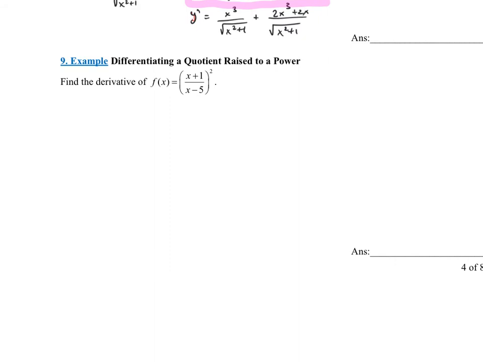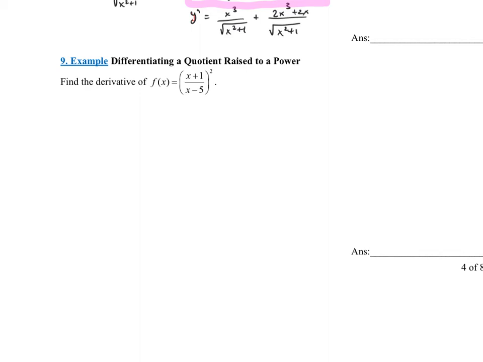Moving on to example 9, it says differentiating a quotient raised to a power. Find the derivative of f of x equals (x plus 1 over x minus 5) quantity squared. Numerous ways that we could do this problem. Because it's a square and only a square, we could distribute the square to the top and bottom, FOIL them out individually, and then use the quotient rule that way. Perfectly fine, that would work.